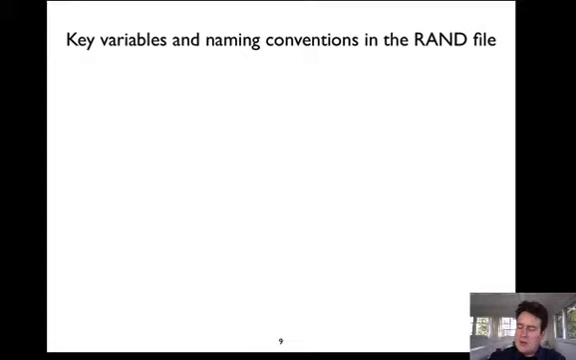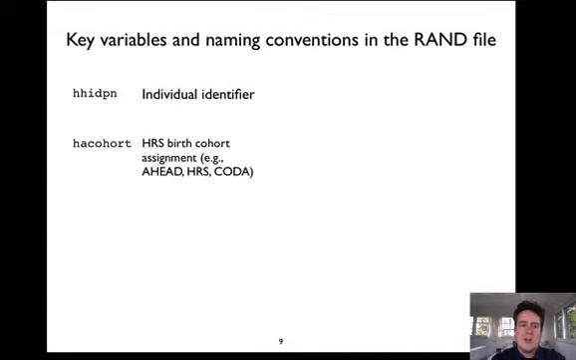Well, the RAND file is set up in a very convenient way, but there will be some time required to get a handle on how it works, on what the variables look like and what they mean. HHIDPN is the key, it's the individual identifier. HACOHORT is also a very useful variable that tracks which birth cohort the individual is assigned to.